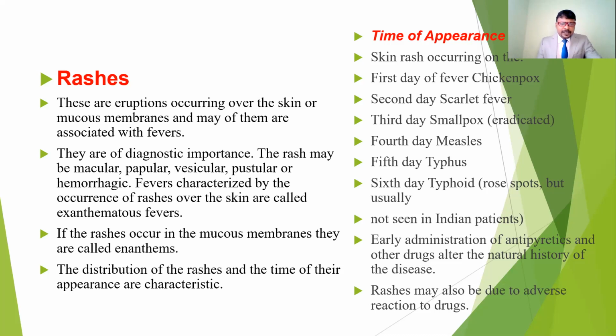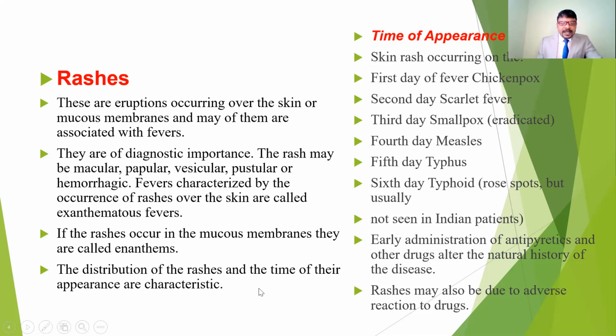A fever characterized by the occurrence of rashes over the skin is called an exanthematous fever. If any fever is associated with rashes, that is called an exanthematous fever. If the rashes occur in the mucous membrane, it is called an enanthem. So enanthem is when the rash is in the mucous membrane.